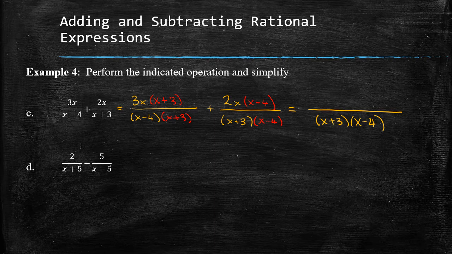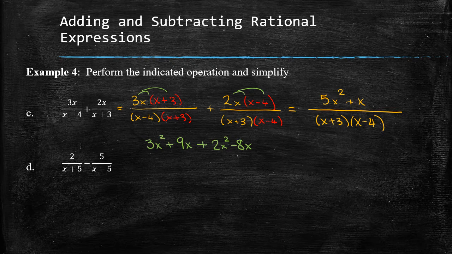I'm going to, again, do a little bit of work kind of in the margin. So I need to distribute the 3x. So I'll get 3x squared plus, oh, sorry, this next one's going to be a 9, right? So I have 3x squared plus 9x. And now I'm distributing a positive 2x. So I'll get 2x squared minus 8x. And then I add like terms, and I'll write that here in the numerator for my answer. So 5x squared plus x is my numerator.